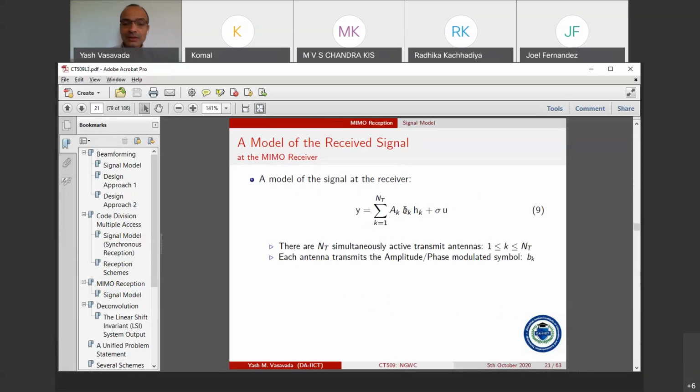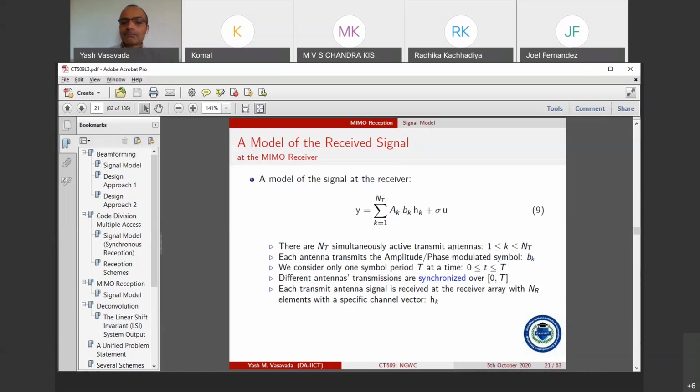Instead of different users having different symbols B of k, we are now having different antennas transmitting different symbols B of k. And there are a total of NT different transmit antennas. And so they collectively together transmit NT different symbols simultaneously in a synchronous manner. The signature sequences that we had for CDMA are now replaced by what is known as this channel vector H of k. And this H of k is an NR cross 1 vector, where NR is the number of receiver antenna array elements. Okay, so this H of k has taken the place of Sk of t in the CDMA.